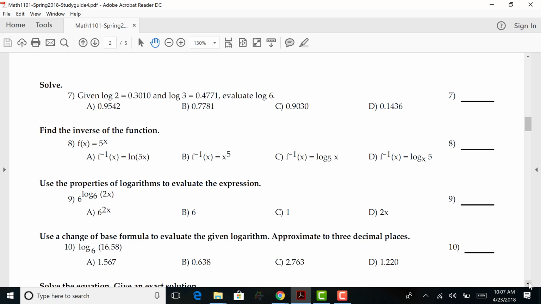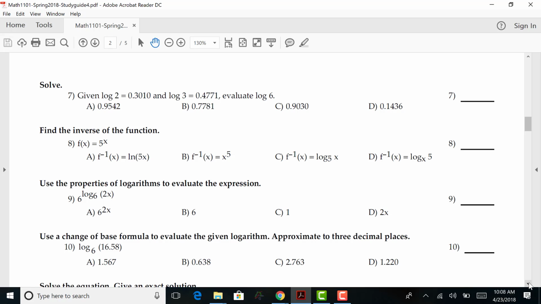But what do you know about 2 and 3? They multiply together and give you how much? 6. Okay, well that was easy. So log of 6 is equal to what? Log of 2 times 3. And that's multiplication, which turns into addition. So we're gonna have log of 2 plus log of 3 is equal to, and then I just use the numbers that they gave me.